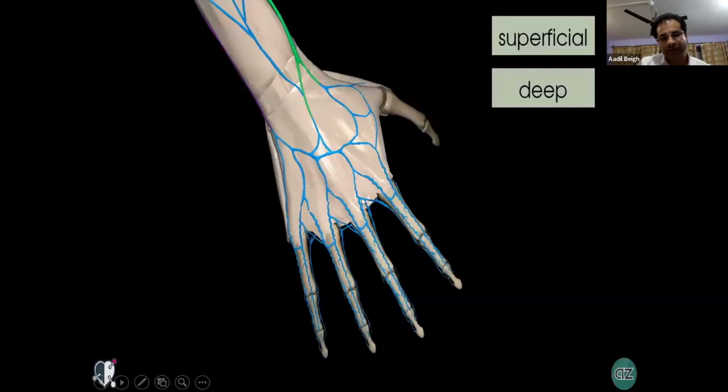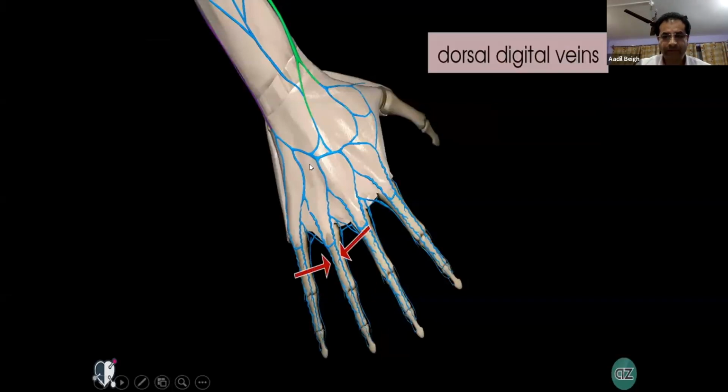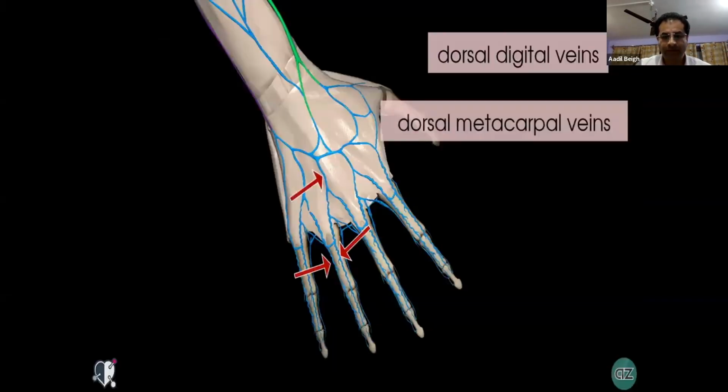These are the superficial veins. There are two types of veins. One is the superficial set of veins, and the second is deeper set of veins. So the superficial veins are formed. So digital veins, they join and form the dorsal metacarpal veins. The dorsal metacarpal veins again join and form on the medial side the basilic vein. On the lateral side, they form the cephalic vein.